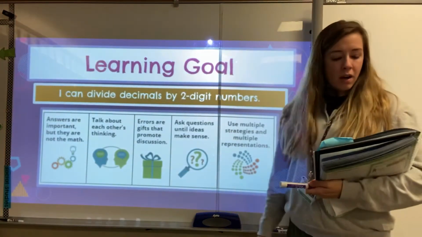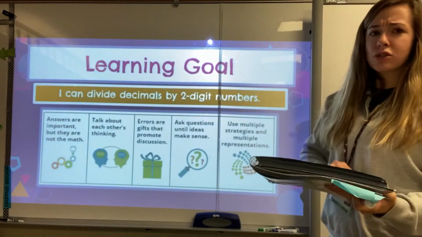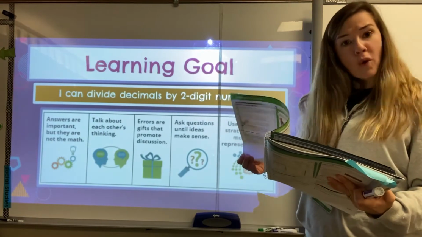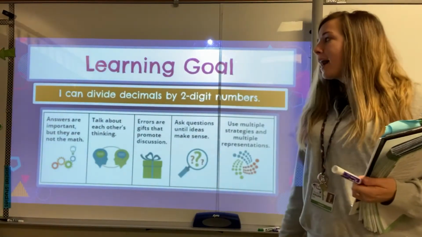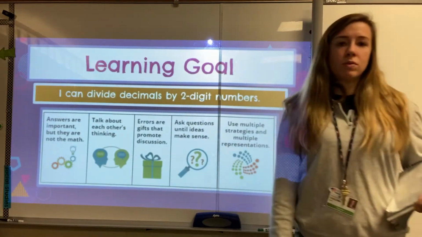Hey students, we are on lesson 6-4, divide by a 2-digit divisor. Here's your learning goal, you can read it with me. I can divide decimals by a 2-digit number.